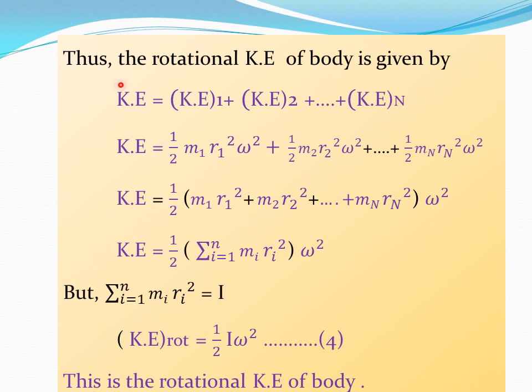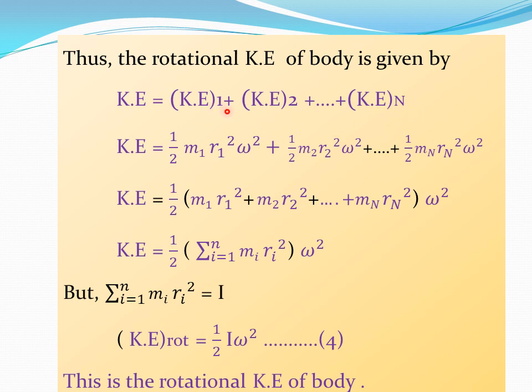Thus the rotational kinetic energy of the body is given by the kinetic energy of the body. We are going to find the kinetic energy of the body. Kinetic energy of the body means the kinetic energy of the first particle plus the kinetic energy of the second particle, plus up to the kinetic energy of the nth particle. So the addition of the kinetic energy of all particles means the kinetic energy of the rotating body. So kinetic energy is equal to the kinetic energy of the first particle plus the rotational kinetic energy of the second particle plus up to the kinetic energy of the nth particle.